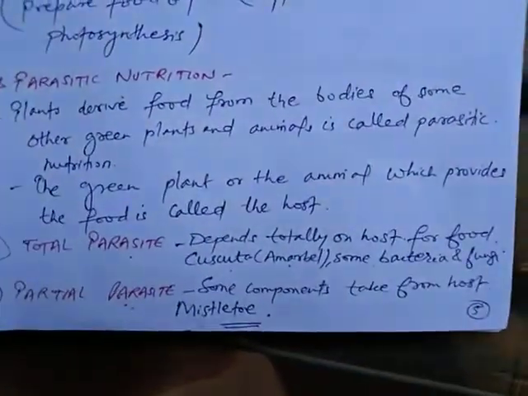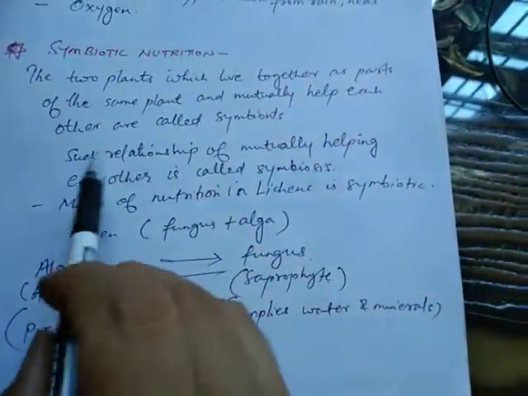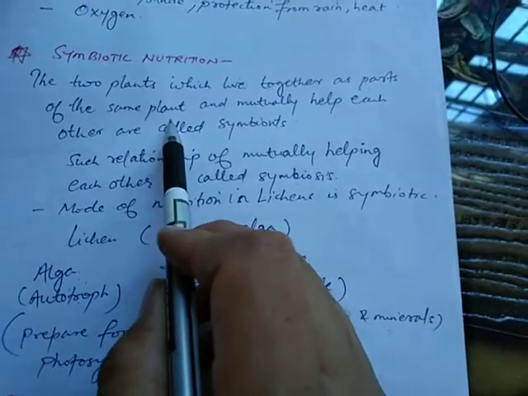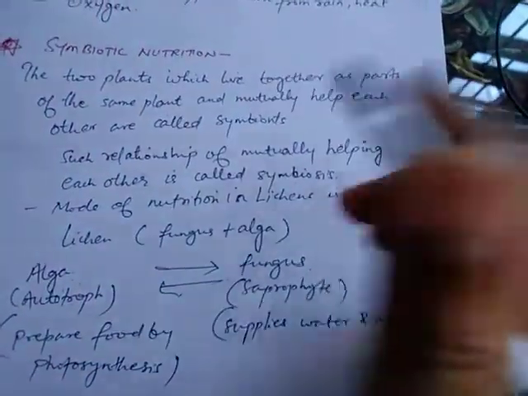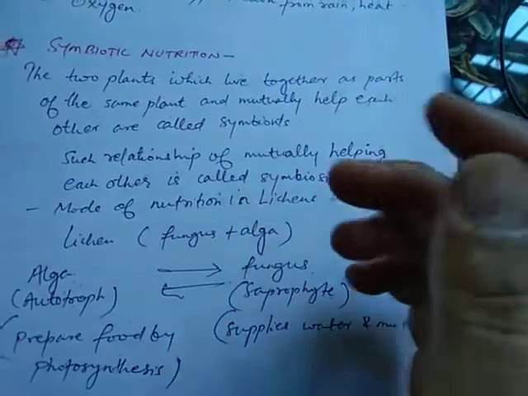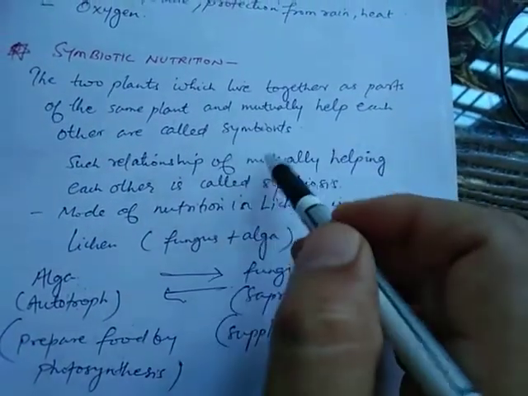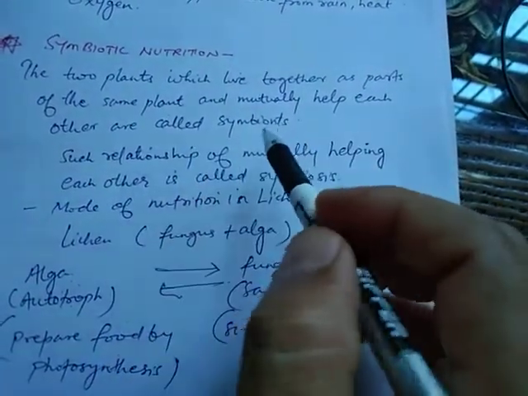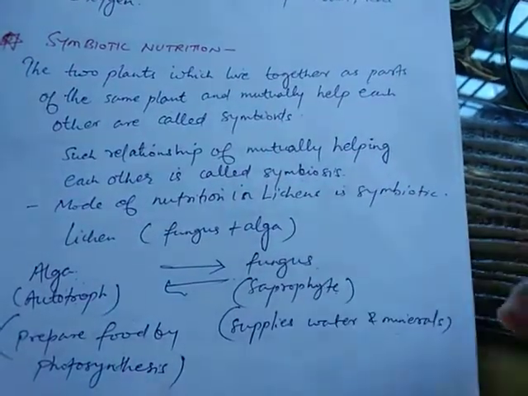Symbiotic nutrition. So what is symbiotic nutrition? You can see, the two plants which live together as parts of the same plant and mutually help each other are called symbionts. When two plants are living together, basically they are helping each other. Now such a relationship in which the two plants are helping each other is known as symbiosis.